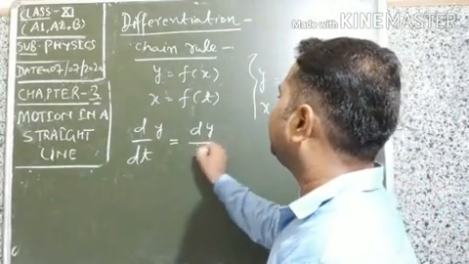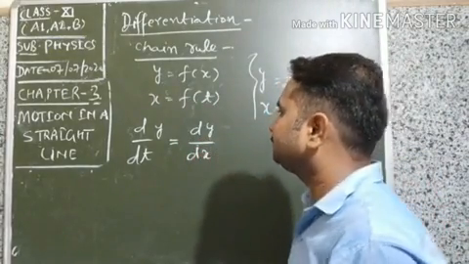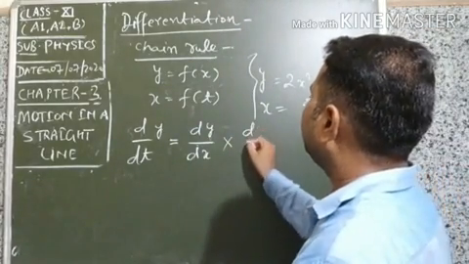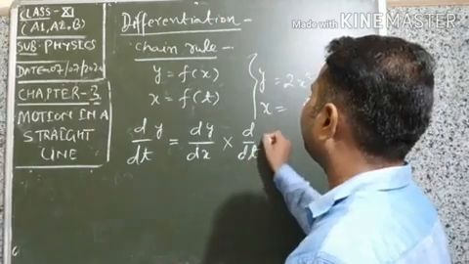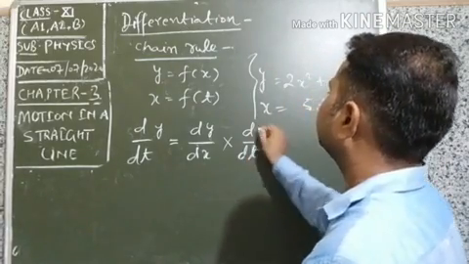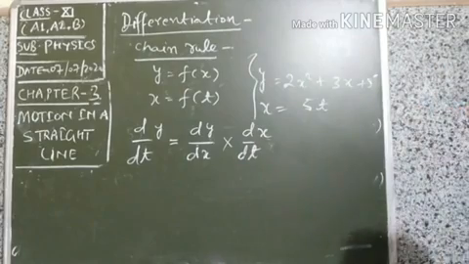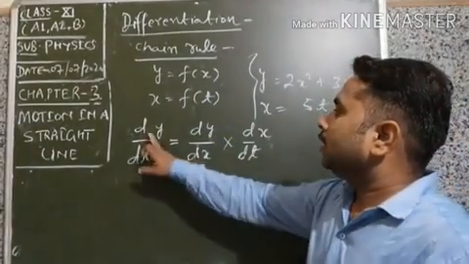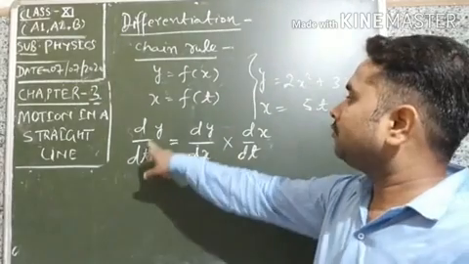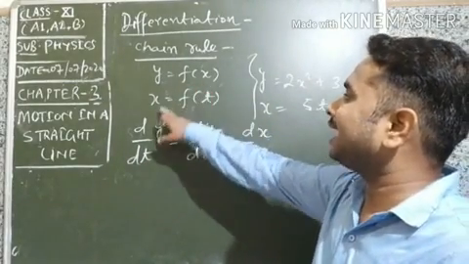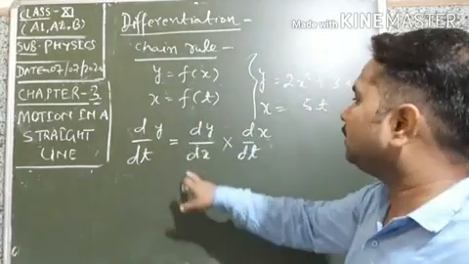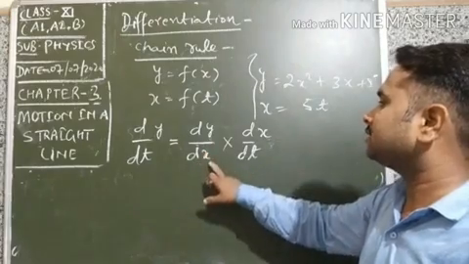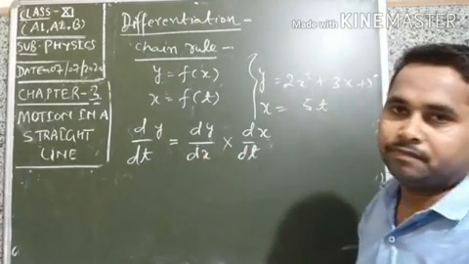So d/dx of y multiplied by d/dt of x. See here, this is the chain rule. Try to understand. dy/dt needs to be found, where y is a function of x and x is a function of t, then it is equal to dy/dx multiplied by dx/dt.